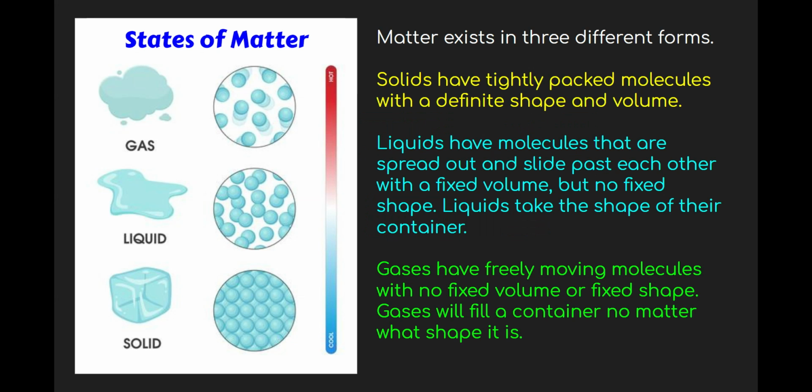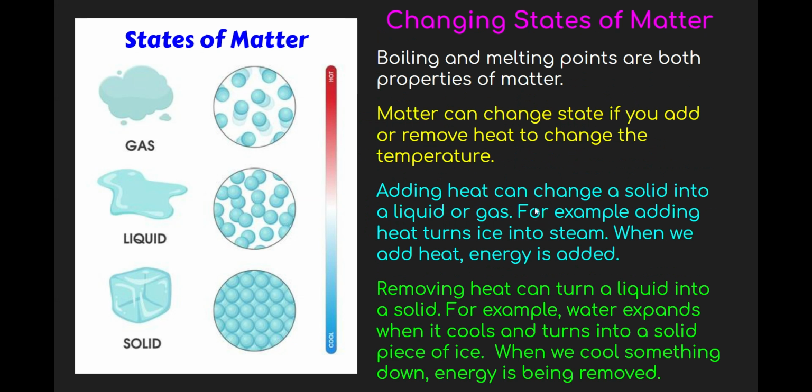Liquids have molecules that are spread out and slide past each other with a fixed volume but no fixed shape. Liquids take the shape of their container. For example, milk in a gallon jug is going to take the shape of the container. Gases have freely moving molecules with no fixed volume or fixed shape. Gases will fill a container no matter what shape it is.